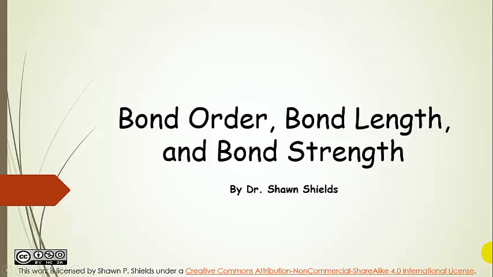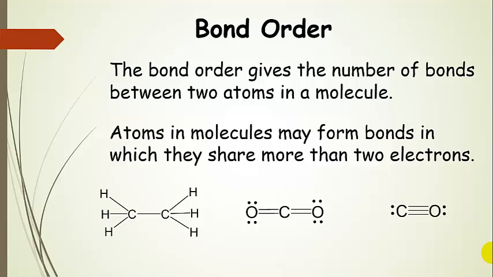Bond order, bond length, and bond strength. So before we start drawing Lewis structures, we just have a couple more small topics to discuss. And the first of these is bond order. This is a relatively straightforward concept where the bond order gives the number of bonds between two atoms in a molecule. Now, atoms can form molecules where they have single bonds.